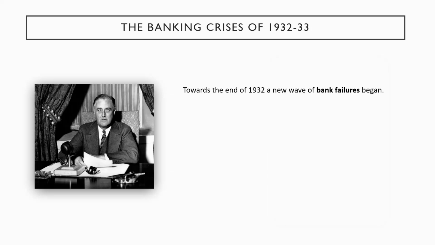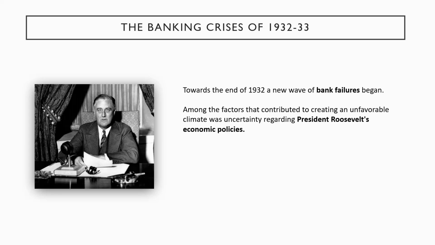In the first half of 1932, the trail of bank failures seemed to be over in the face of an improvement in economic conditions. However, towards the end of 1932, a new wave of bank failures began. Among the factors that contributed to creating an unfavorable climate was uncertainty regarding President Roosevelt's economic policies. He was elected in 1932 but did not take office until March of the following year.